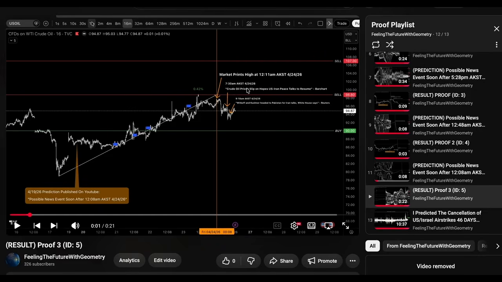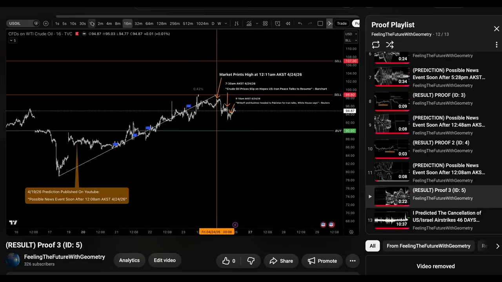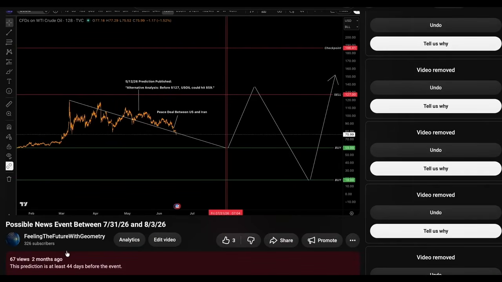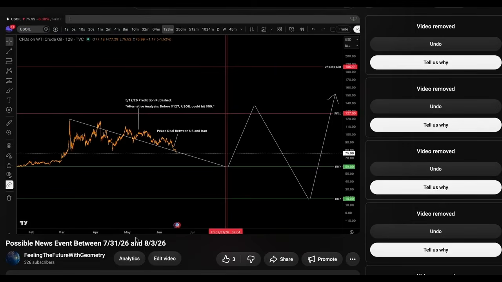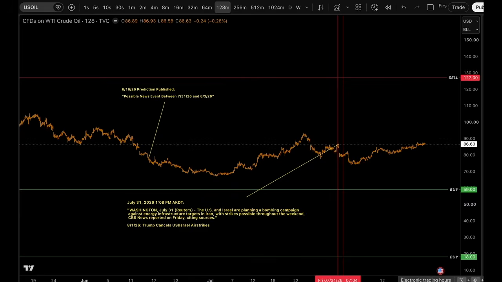Let's move to the next and final prediction. This prediction was published on June 16th, 2026. It was 46 days before the event. And what was the event? The event had two parts to it. On July 31st, we had a news event.